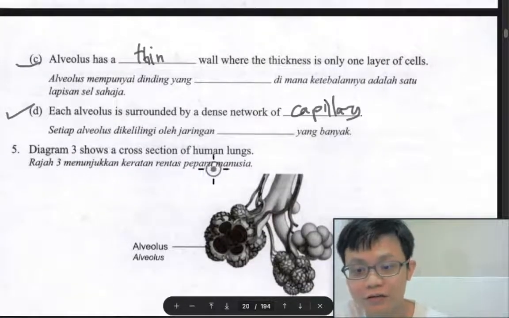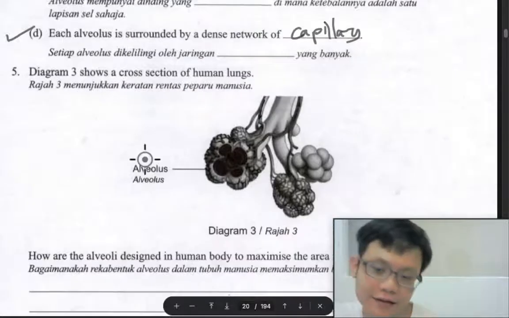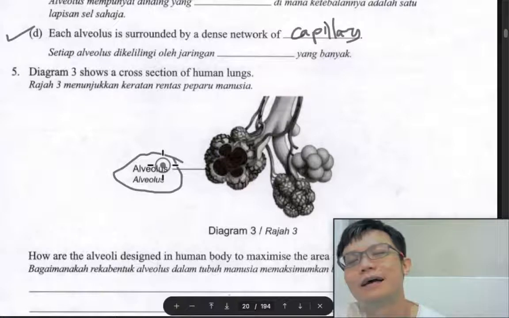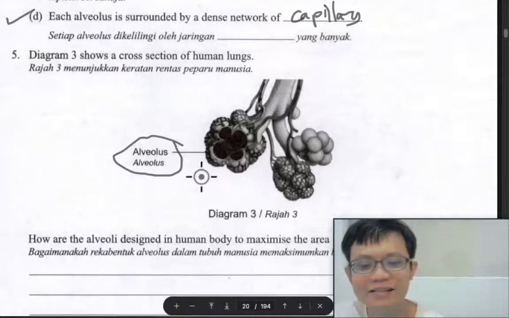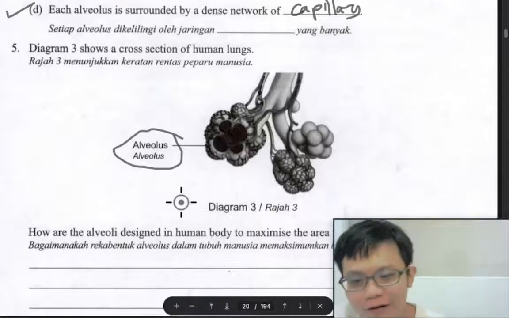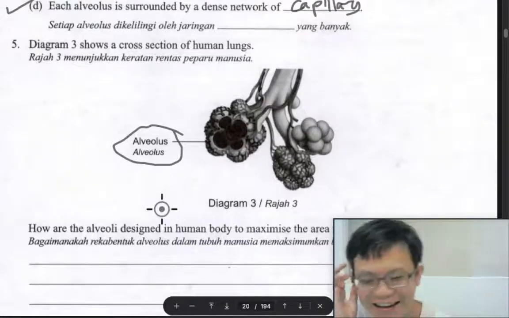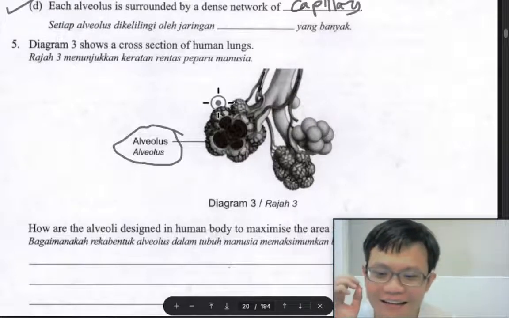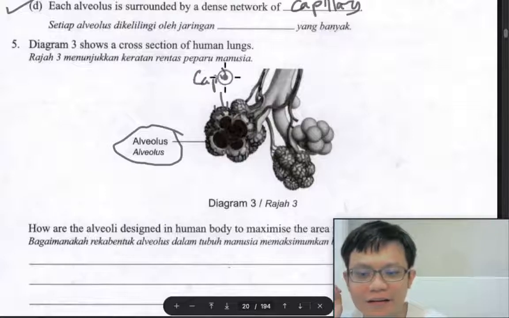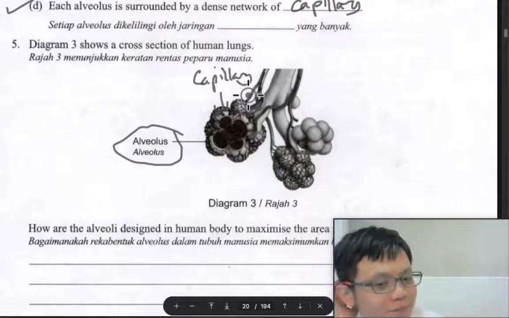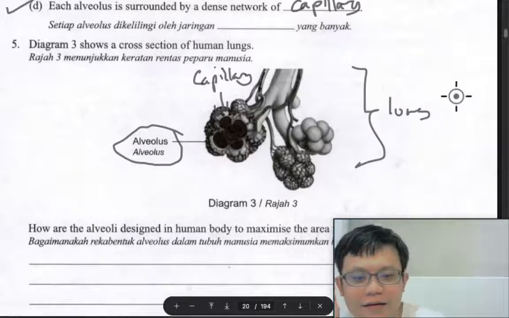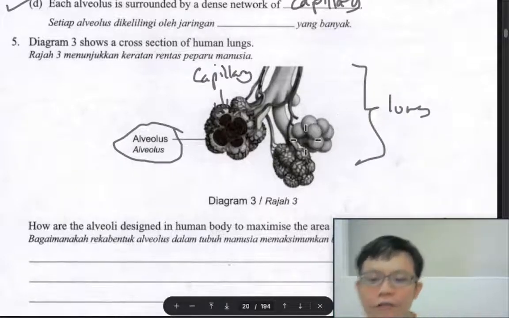Diagram 3 shows a cross section of a human lung. We don't know how many questions there are already. When I look at this chapter, I think I have taught the same thing for 10 years. You probably see it until you're bored. Don't get it wrong. This is the lung. This is the capillary, the pipe. Bronchus, bronchial, of course, this whole thing is the lung.